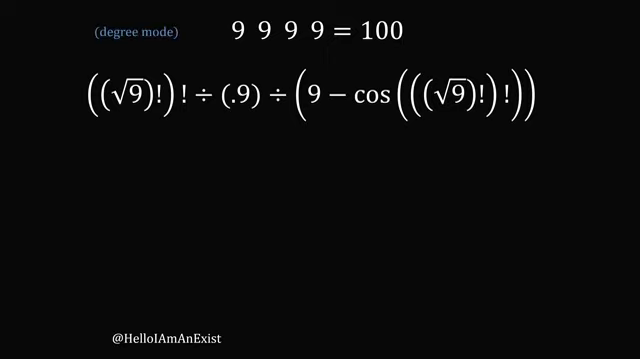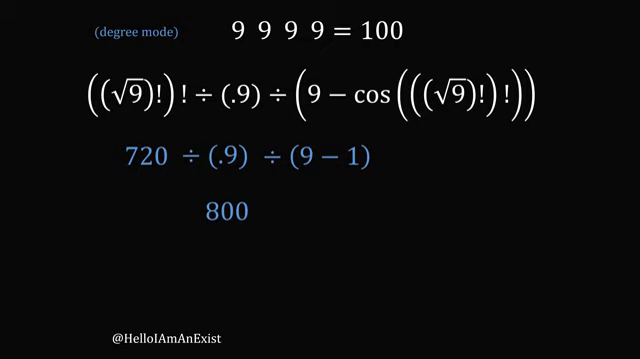Again, we want the calculator to be in degree mode. So the first thing is 720. We're dividing it by 0.9. And then we're going to have this is equal to 800. We then are going to divide it by 9 minus the cosine of 720.